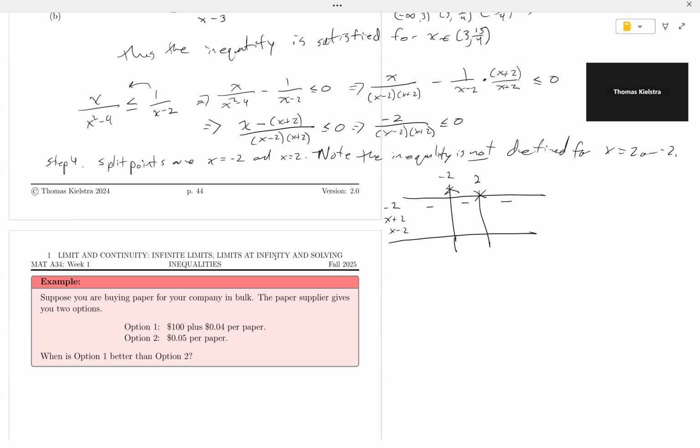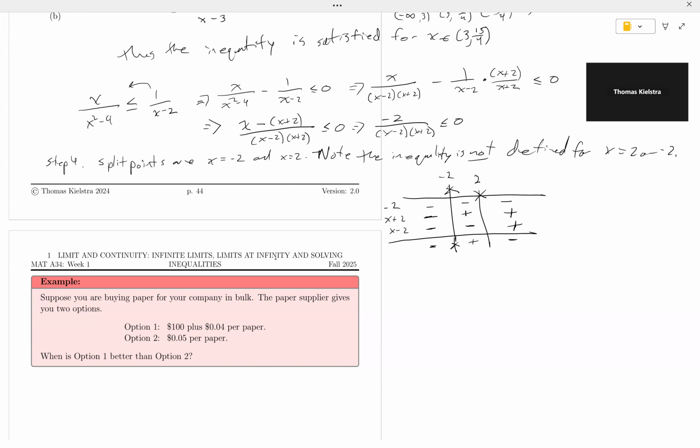What about x plus 2? Well, for a big number, it's positive. For a really big negative number, it's negative. And it changes at negative 2. So I'm positive above and negative below. Similar for x minus 2, plug in a big number, it's positive. Plug in a big negative number, it's negative. And it changes at 2. So it's negative below and positive above. Multiplying the signs together, we get negative, positive, negative.